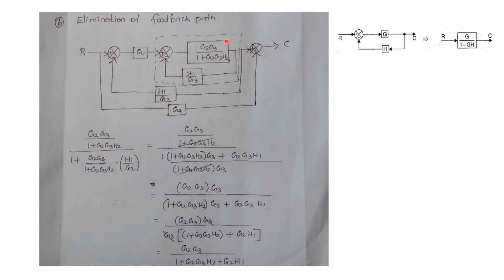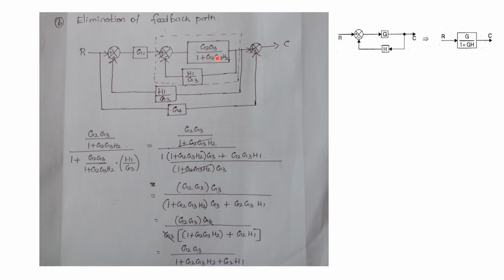Now again we can reduce this. If you consider this loop, this will again be a negative feedback. This is the formula given here for negative feedback. Similarly, we are going to apply the formula. In applying the formula for negative feedback, it will be a big expression: G2 G3 divided by this feed forward gain, divided by 1 plus G2 G3 H2, the whole divided by 1. Here we have a minus sign, so here you have to put plus.